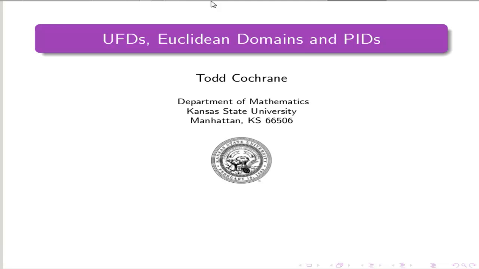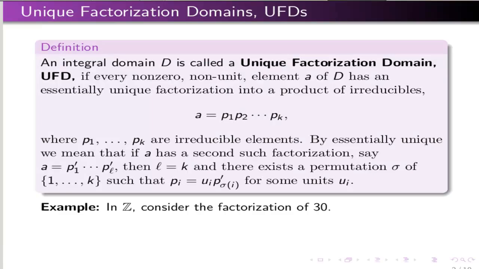Unique factorization domains, Euclidean domains, and principal ideal domains, PIDs. Okay, let's start by talking about UFDs, unique factorization domains.